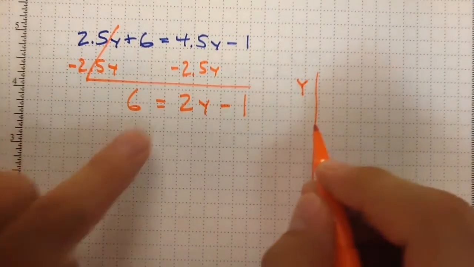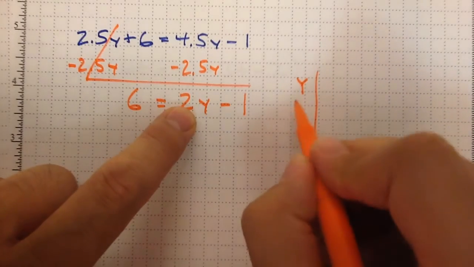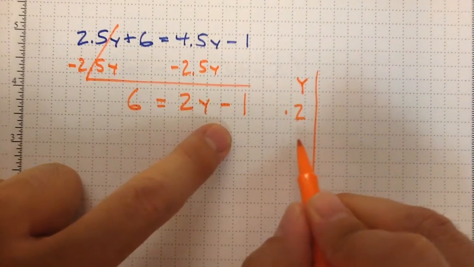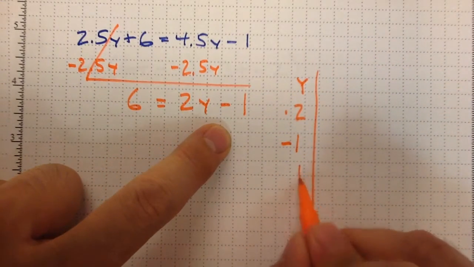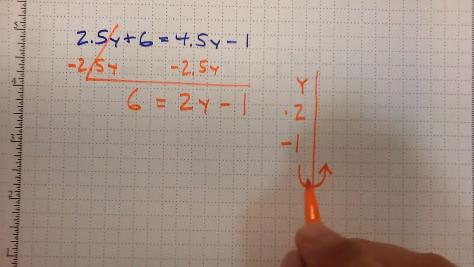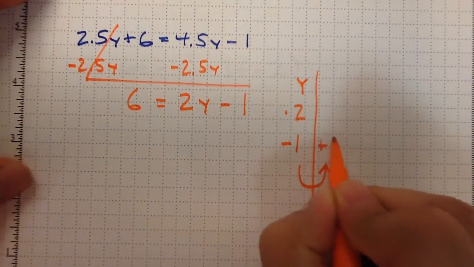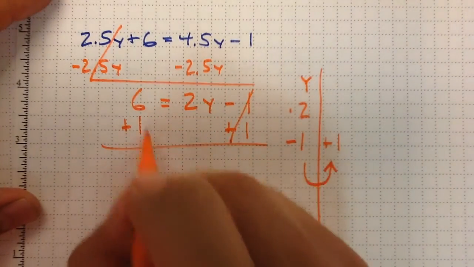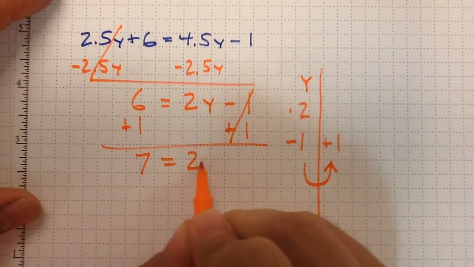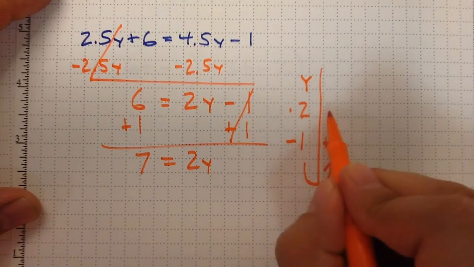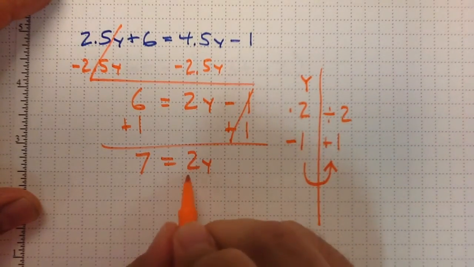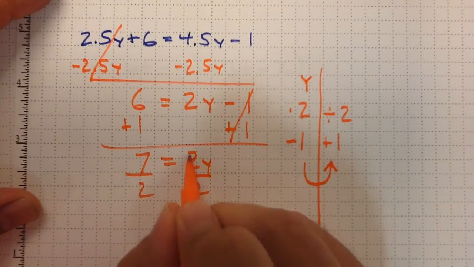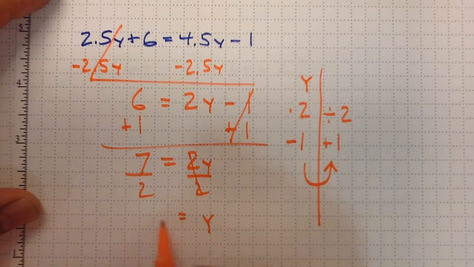All right, now we've got a couple things to do here, so let's do our roadmap. Looks like they've got y, and the first thing they did to it was to multiply by 2 and then subtract 1. So I'm going to pull my U-turn and do the reverse moves in the reverse order. So I'm going to add 1 to both sides. That'll make this 7 equals 2y. They multiplied by 2, so I'm going to divide by 2. And so y equals 3.5.